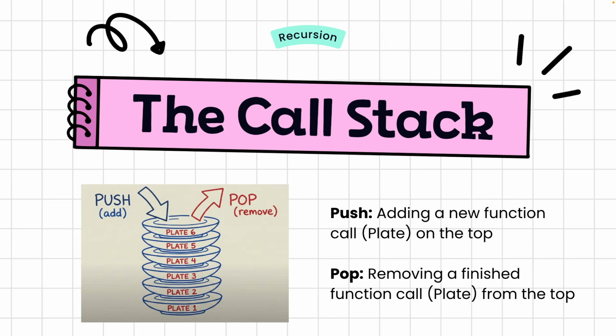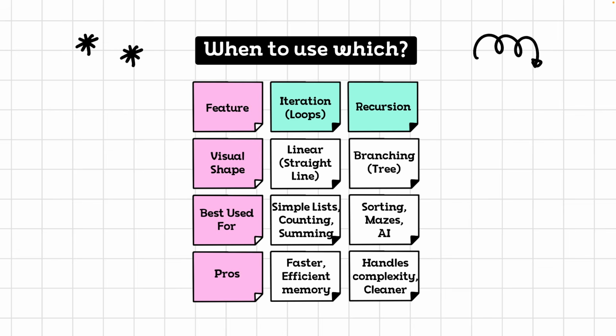So the main question is, when to use iteration or loops and when to use recursion. For iteration or loops, the visual shape is a linear straight line. It goes one step at a time straight down. Meanwhile, for recursion, it is a branching tree. It splits and branches out like roots growing. Therefore, iteration or loops are best used for simple lists, counting and summing, while recursion is best used for sorting, mazes, AI, and file systems.